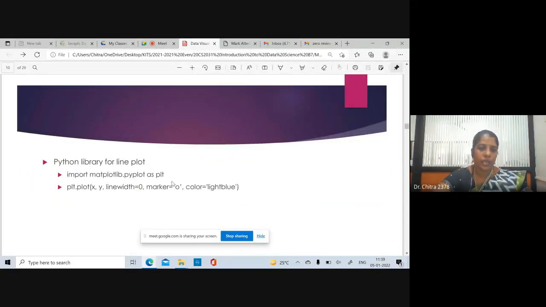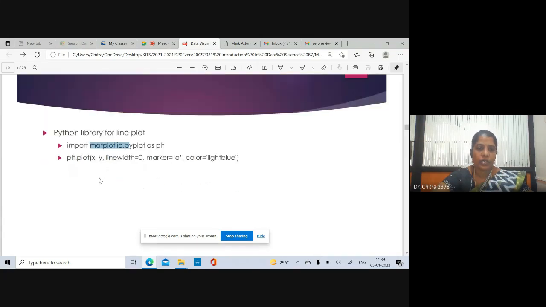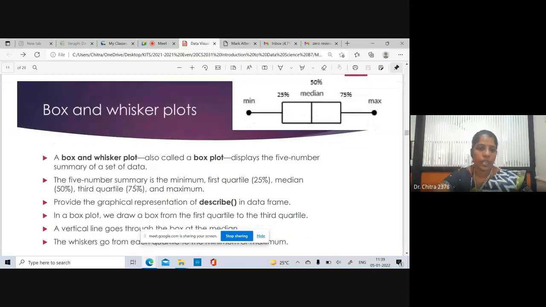In the Python library, first you import this plot library for this graph. It's used to draw the graph, and this is the way to draw the line graph. And the next one we'll study also. In the next class, we'll go for the next one.